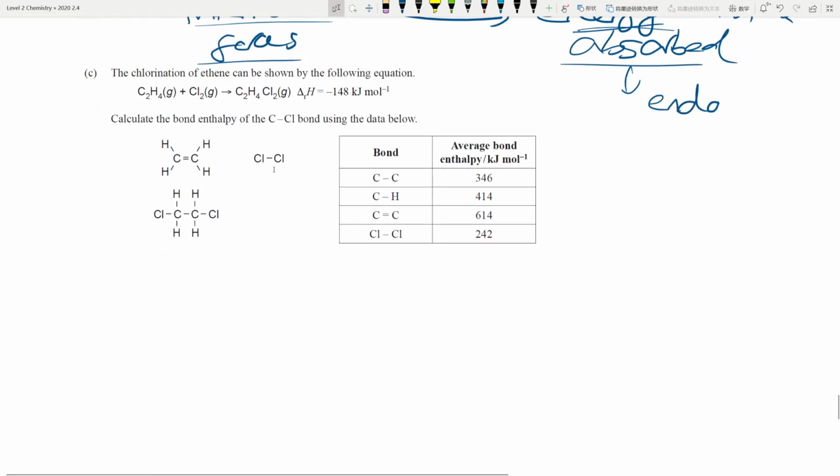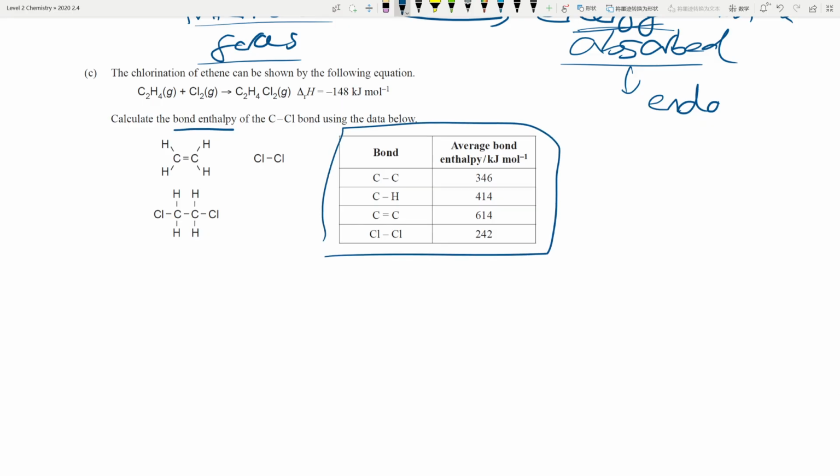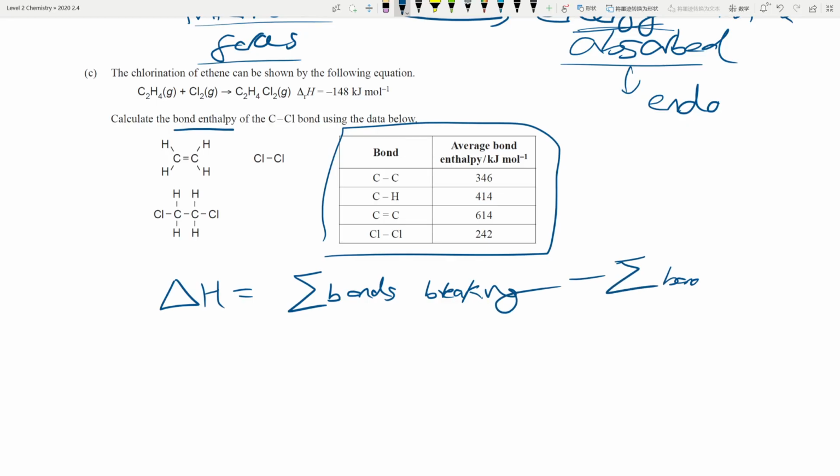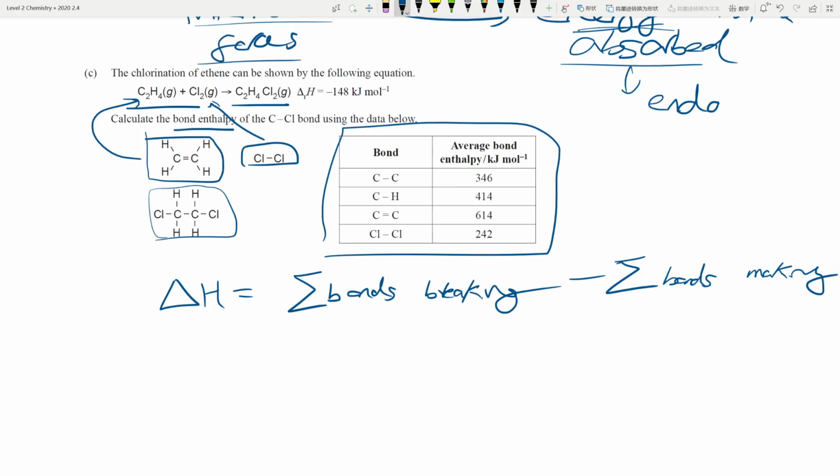Next one, the chlorination of ethane can be shown by the following, so calculate the bond enthalpy. Whenever you see this table, always remember the change of enthalpy is the total of bonds breaking minus the total of bonds making. So what do we need to break? You can look here, C2H4. They draw it for you. This is C2H4, how nice of them. This is ClCl, and this is the CH. Okay, so bonds breaking.